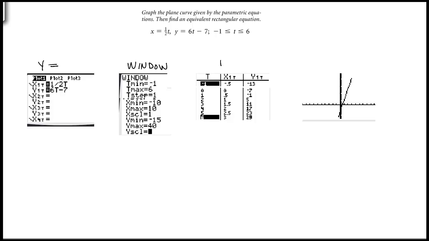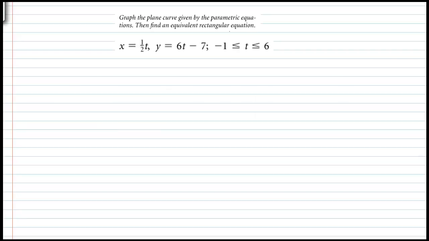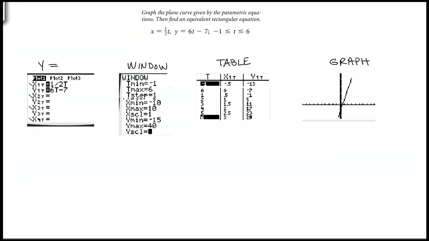If you want to know what the ordered pairs look like, go to the table. In this case, I would have ordered pairs of (-0.5, -13), (0, -7), and so forth. Then from there, you can go to graph to see what the graph looks like. Next, they asked to find the equivalent rectangular function. If you notice on the graph, it is a function: y equals f of x.